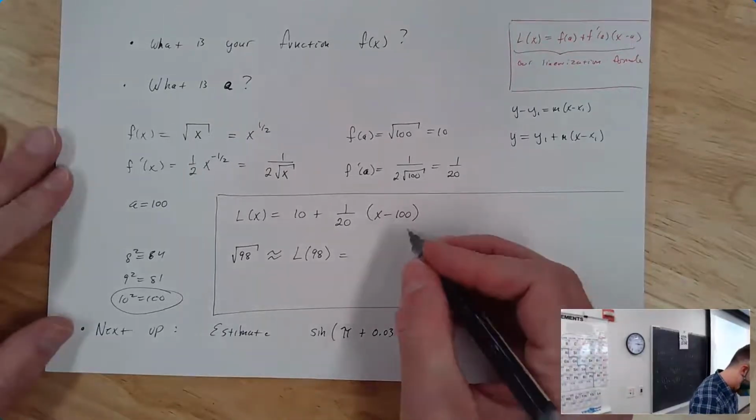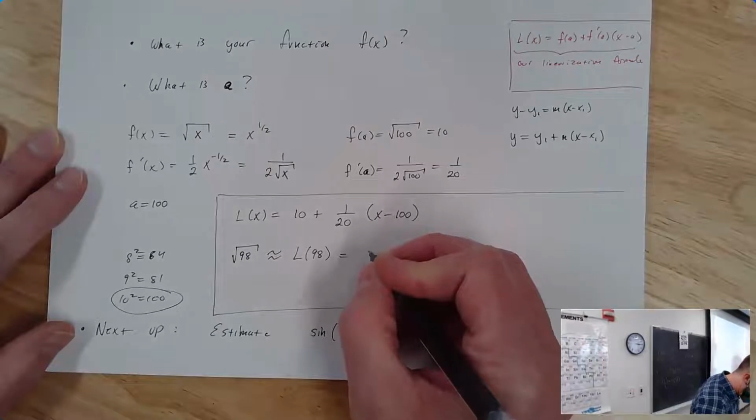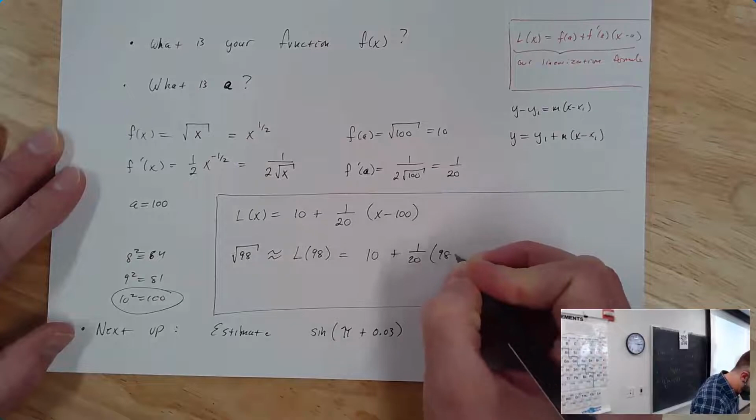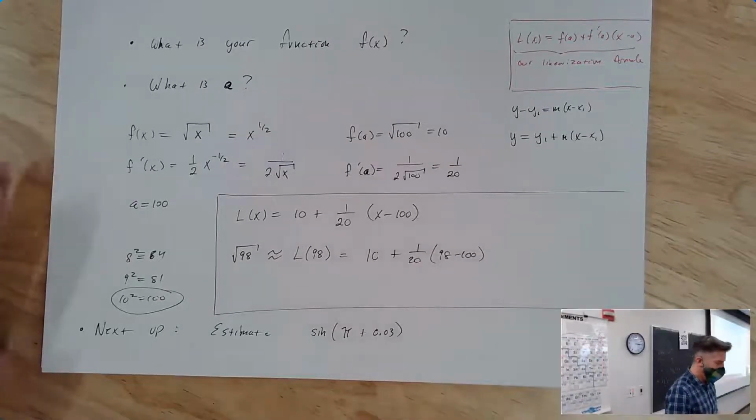So let's see here. I'm going to get 10 plus 1/20 times 98 minus 100.